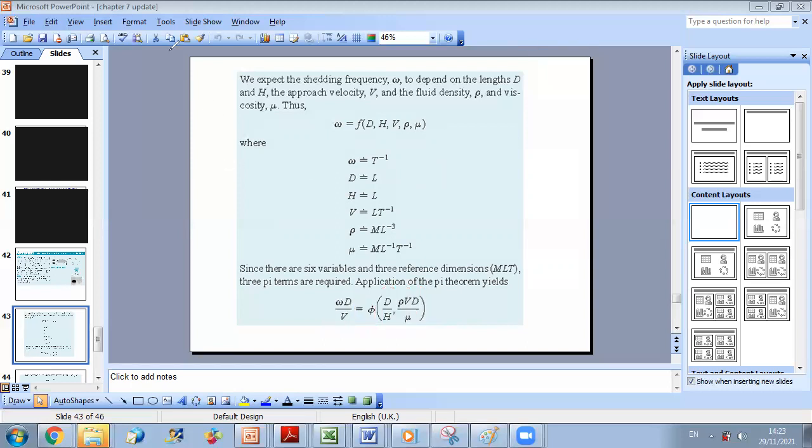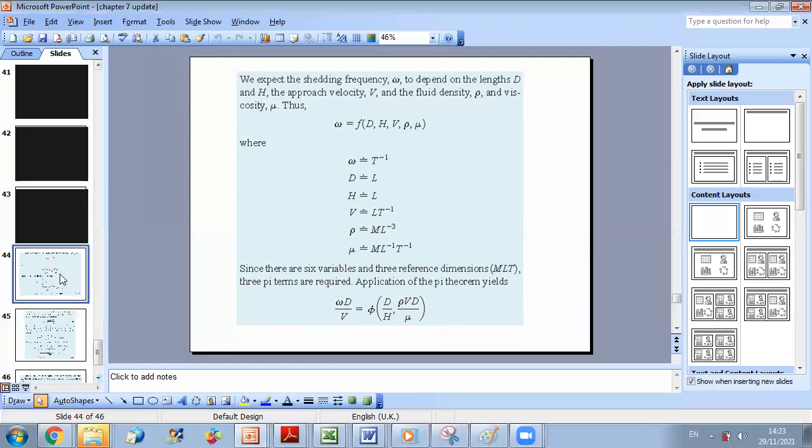Okay. Let us continue. Once we determine what our groups are, now we can say that to be able to extrapolate results from experiment to real case, the 3 groups in the model should be equal to the groups in the prototype. So I can say that omega d over v model equals omega d over v prototype, d over h model equals d over h prototype, and Reynolds model equals Reynolds prototype. And this will give me the 3 unknowns in my problem.